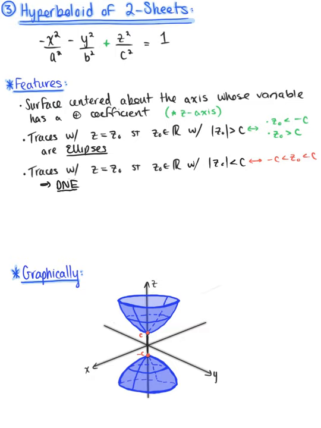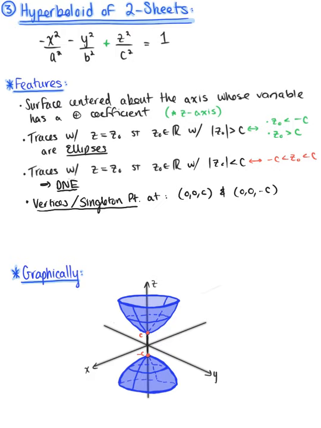And we'll make one little note, as we've indicated below, that vertices or singleton points exist at plus or minus c, the coefficient of the variable associated with the axis of symmetry. So we have vertices or singleton points at (0, 0, positive c) and (0, 0, negative c). So lots of good stuff going on with this surface.